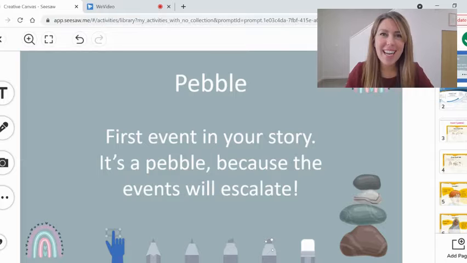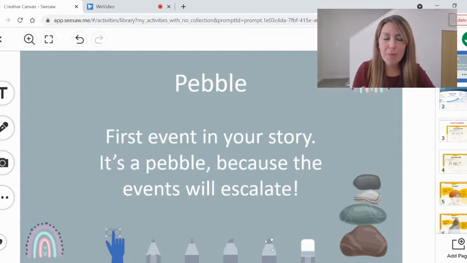Got another writing lesson today. Now, I've been so impressed so far. The story ideas are fantastic, and the sizzling starts and the backfill that you've written were also very creative. So today we come to the pebble, the first event in your story.